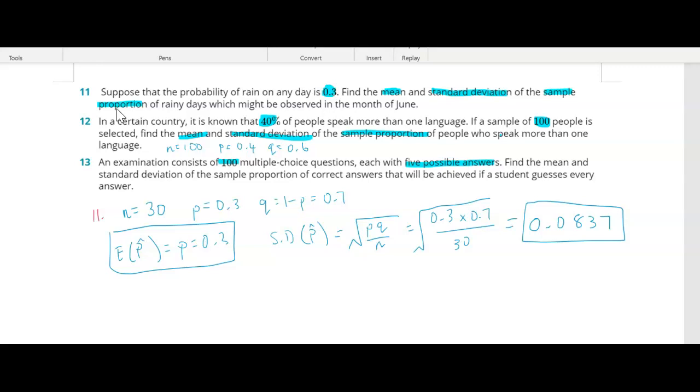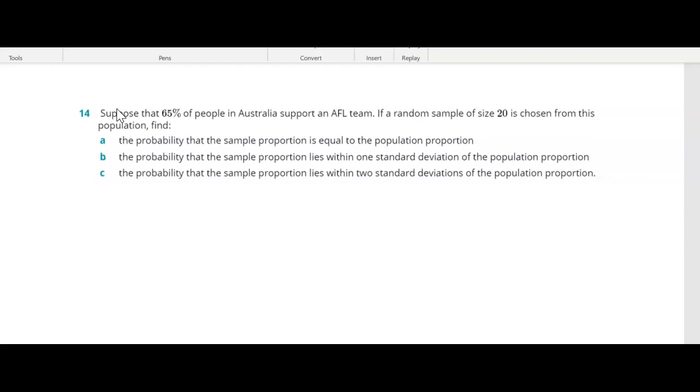So for question 13, I might just do it over here. N is equal to 100. P, so 1 out of 5. So that means Q is 4 out of 5. So we do know if they guess it that you would get 20% correct, so 1 in 5. And then your standard deviation, you would just use the formula for that. All right, let's move on to question 14.